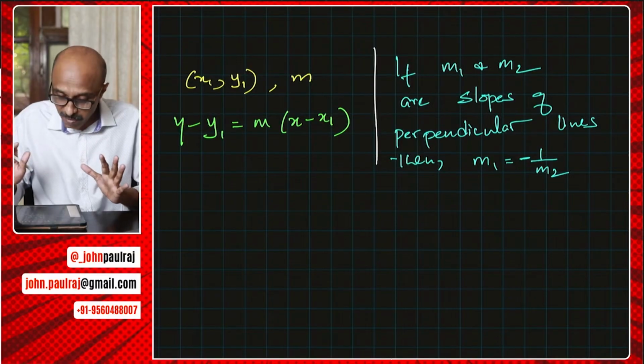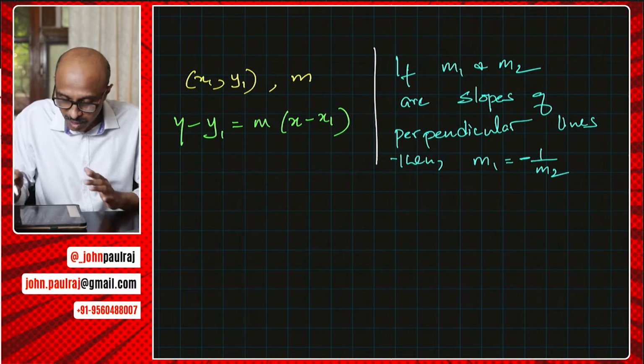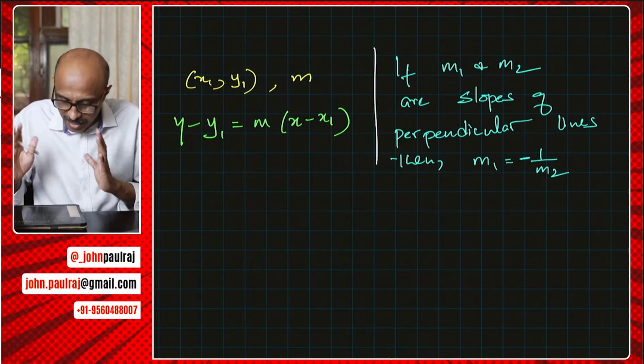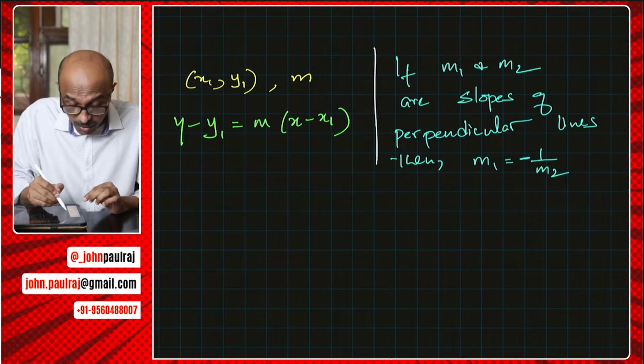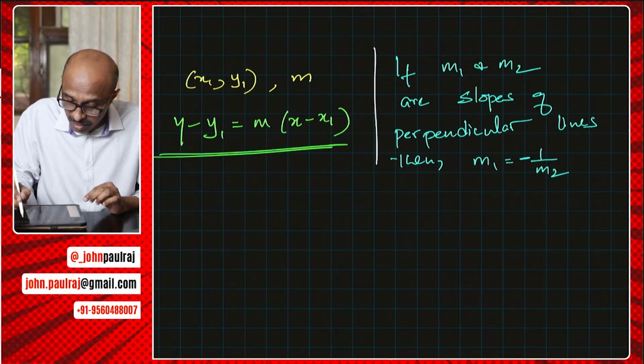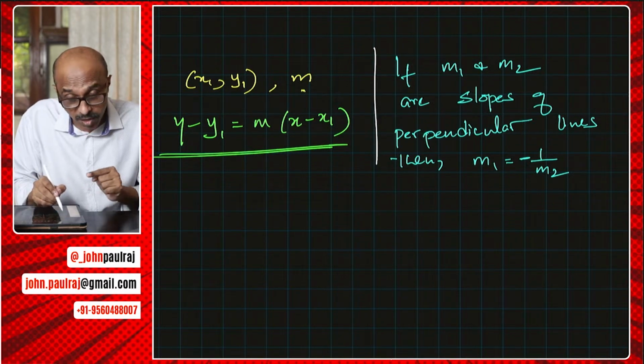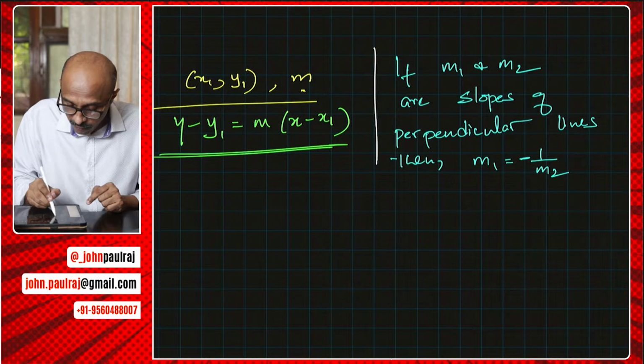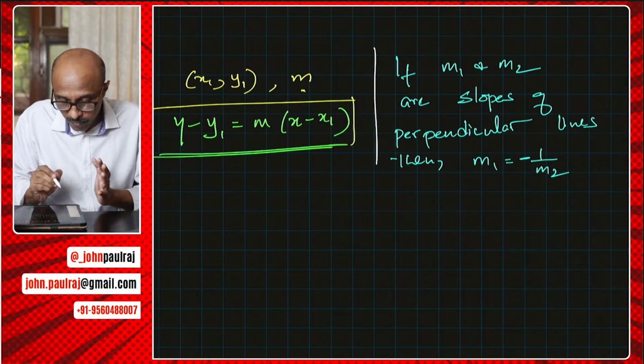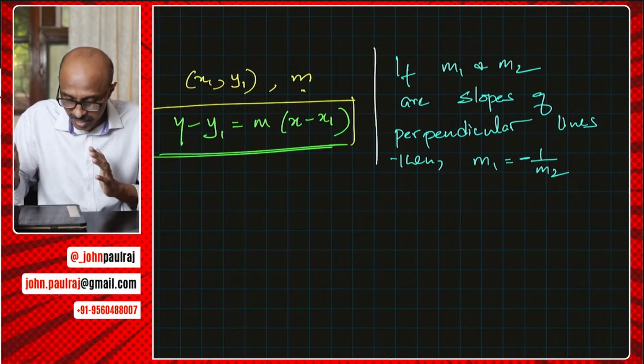Some of the key things to keep in mind from coordinate geometry before we jump into questions on equations of tangent and normal are these. One is the equation of a straight line in the point slope form. This is the slope. When the slope is given and the coordinates of a point are given, you can write down the equation of a line using this form. This is the point slope form: y minus y1 is equal to m times (x minus x1).